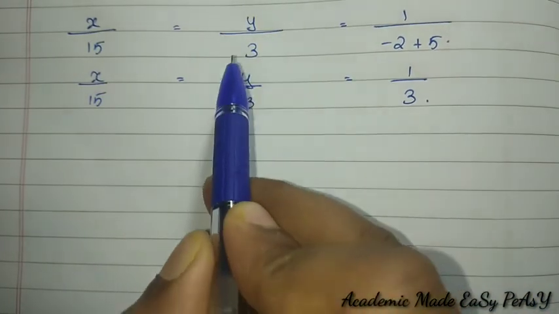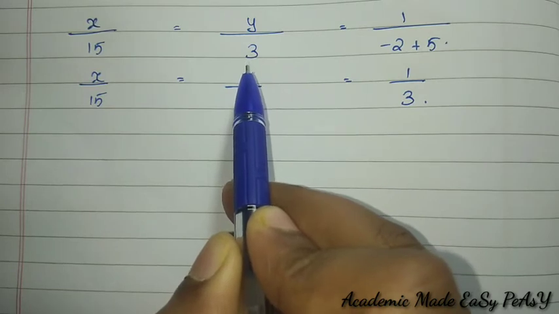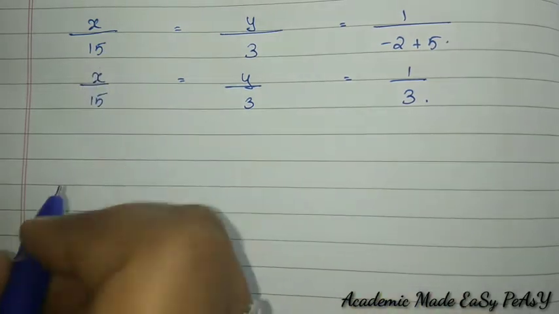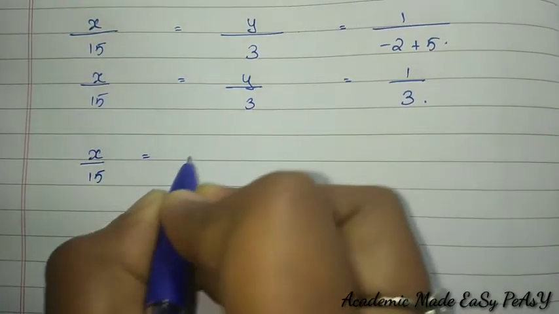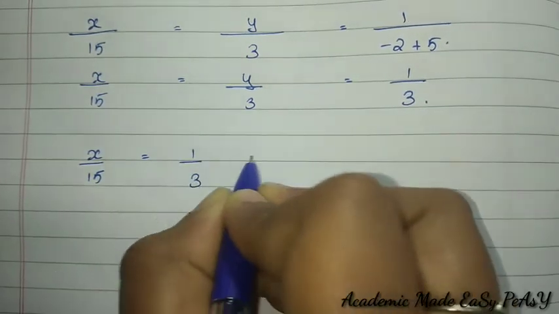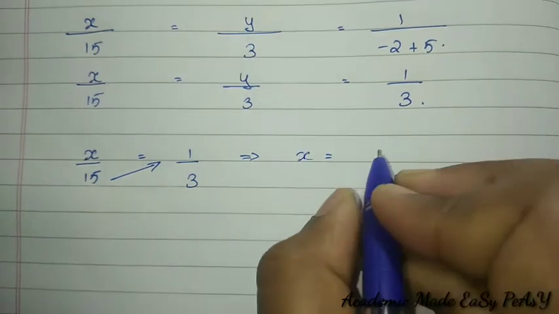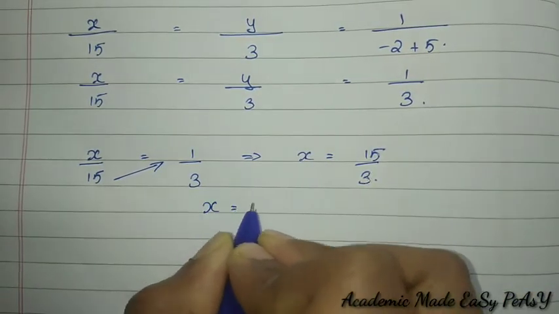So now I will be equating x by 15 is equal to 1 by 3 and y by 3 is equal to 1 by 3. So x by 15 is equal to 1 by 3. This implies x is equal to, I will just take my 15 this side, so 15 by 3. So x is equal to 5.